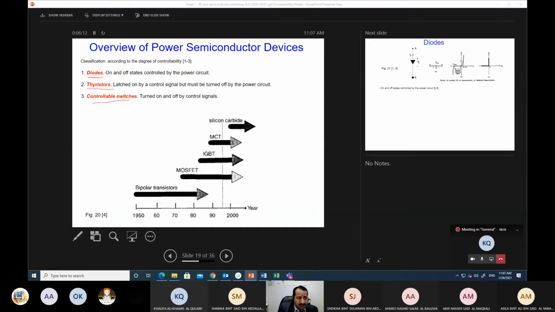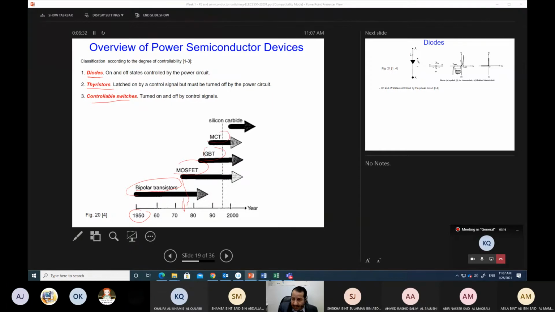Now these are the main types of switches based on their degree of control, and it started being invented in 1950. And remember the BJT, and then the MOSFET came almost after 70. Then the IGBT, insulated gate bipolar transistor, and the MCT.